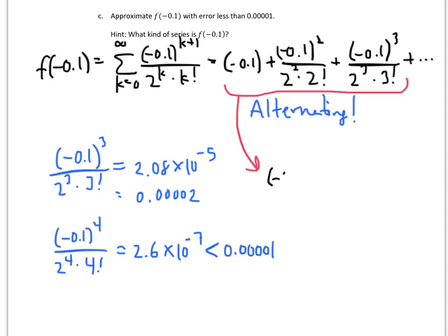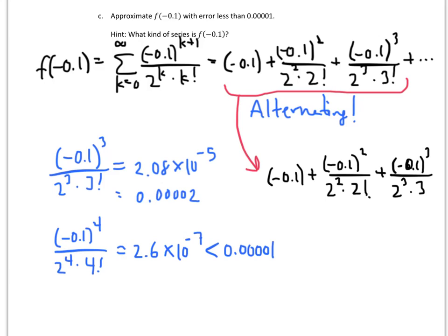So we've got negative 0.1, plus 0.1 squared divided by 2 squared times 2 factorial, and then negative 0.1 cubed divided by 2 cubed times 3 factorial. And again, all we're doing is we're going to type those in our calculator and add them all up and see what we get. And when we do all that, we get negative 0.09877. And that's our answer.